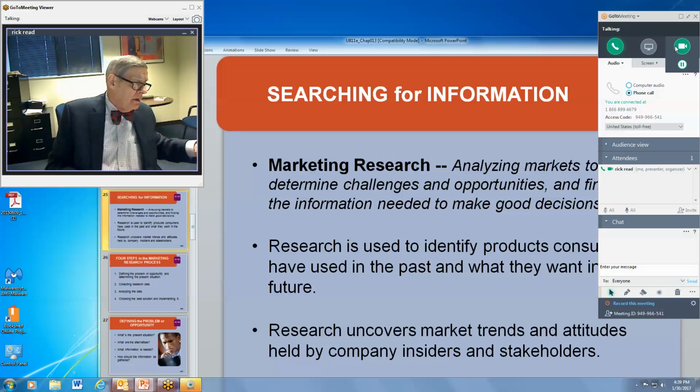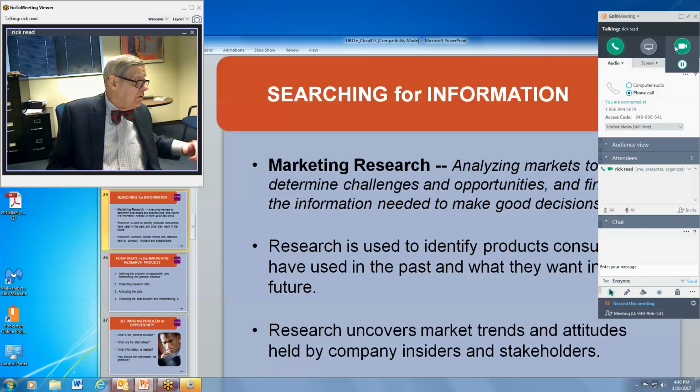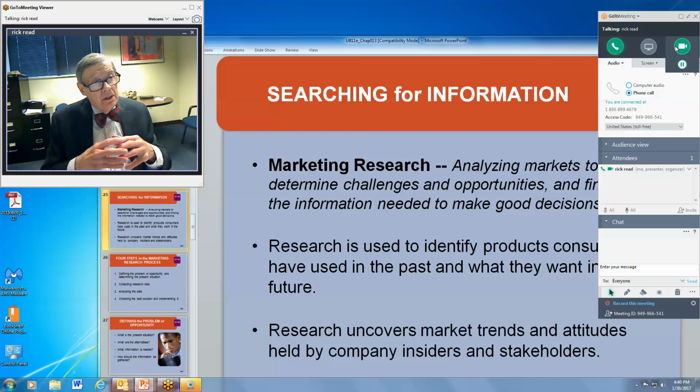Now we get into what I consider to be a really, really, really important piece, and each of us should consider that, and that is market research. You aren't going to get too far down the line in selling if you don't understand your market. And the only way you understand your market is by researching what you have there.